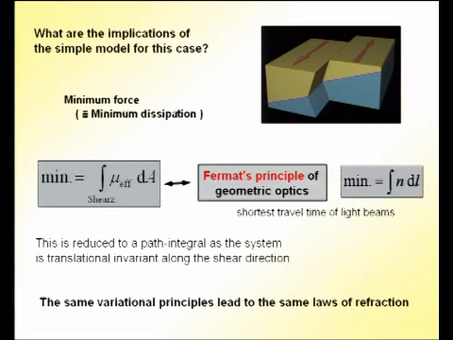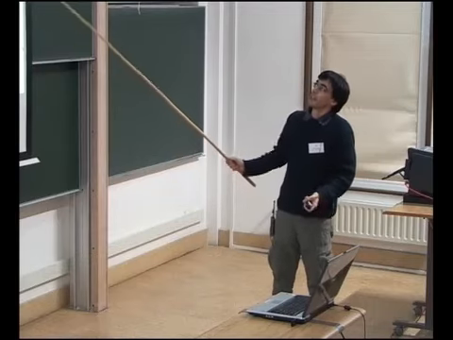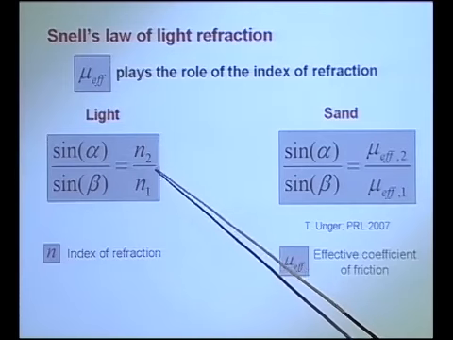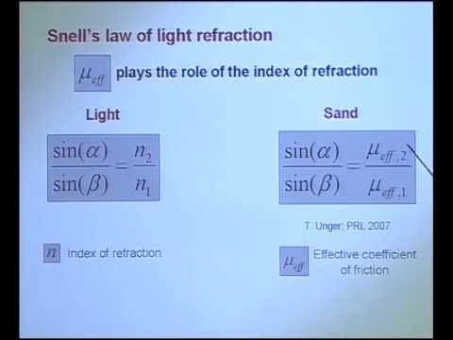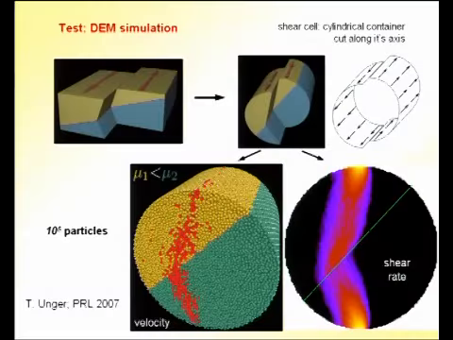And you can easily derive from this expression the refraction law, the Snell's law of light refraction. So as we see that the same variational principle is working in the two cases, you expect the same refraction law. So this is the prediction. What you expect here is the Snell's law of light refraction, only you have to change the usual index of refraction with the effective friction coefficient of the material.